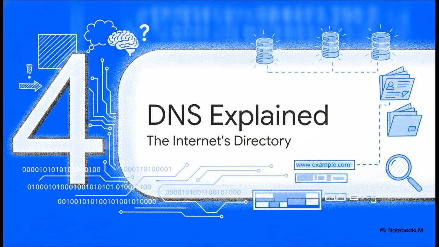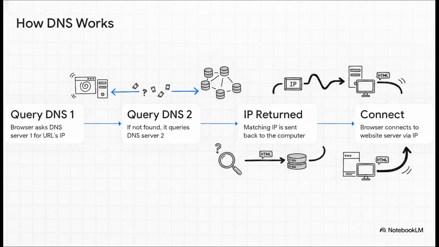So how does the browser even know where to go to get that HTML in the first place? See, computers only understand numbers, not text. So when you type in a URL, your browser first asks a domain name server for the corresponding IP address. If that first server doesn't have the IP address saved in its database, it just asks a second one. Once it finds the matching IP, that number gets sent all the way back to your computer. That is what allows your browser to actually connect directly to the website server and grab the HTML.